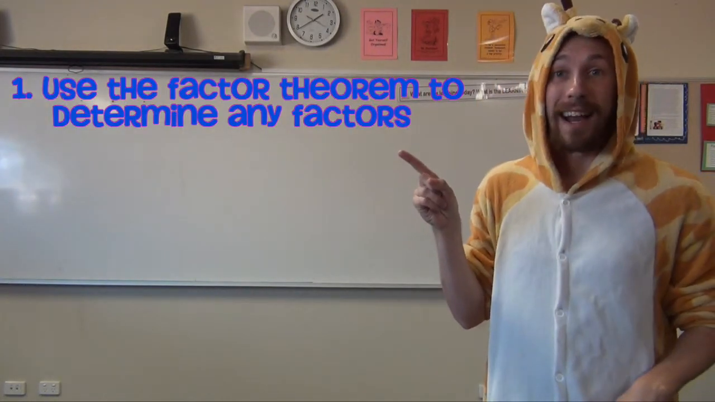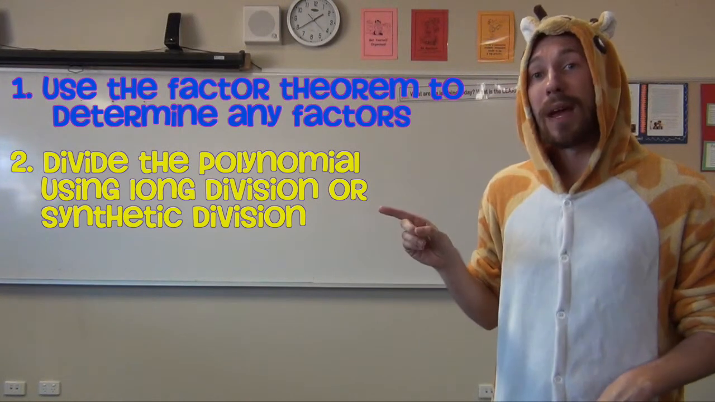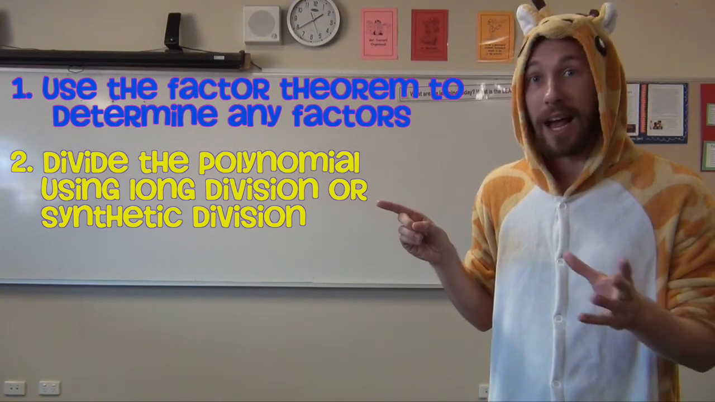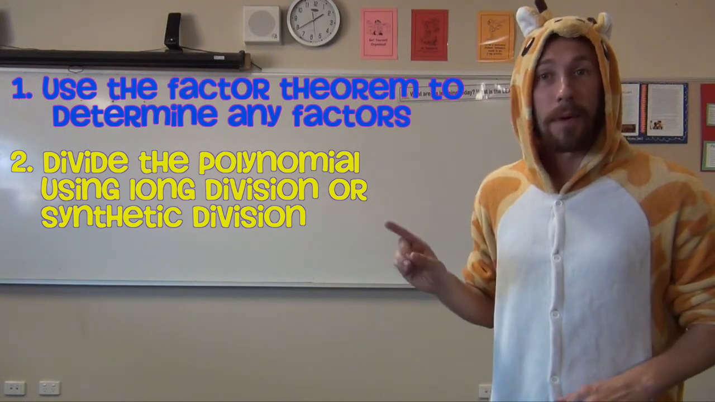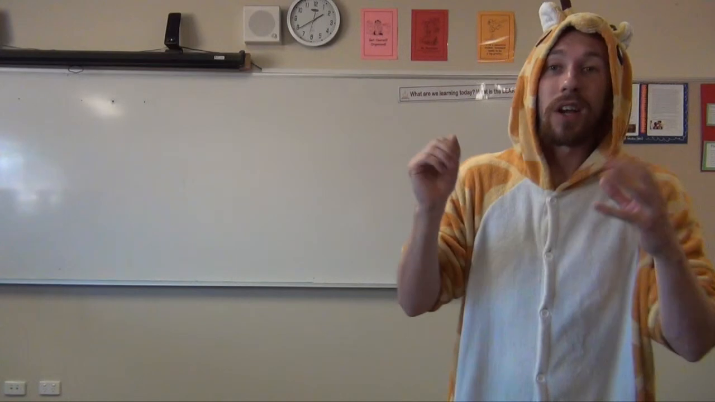Awesome, guys, so it's as easy as 3 simple steps. One, use the factor theorem to find a factor of the polynomial. Two, either long divide or use synthetic division to find the factor and the quotient. And three, continue this process until it's been fully factorised. Now let's have a quick look at a worked example of how to factorise a polynomial using long division.